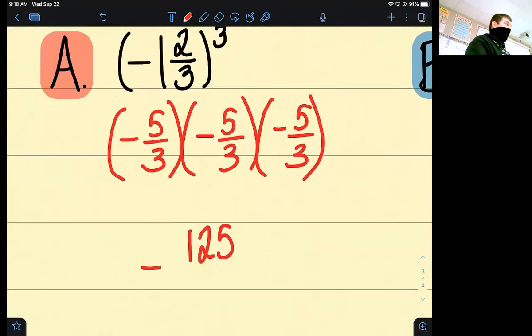3 times 3 is 9. What's 9 times 3? 27. Don't even bother checking to see if that reduces. You just told me nothing canceled. If nothing cancels, nothing's going to reduce.